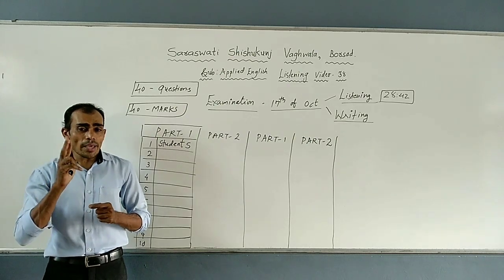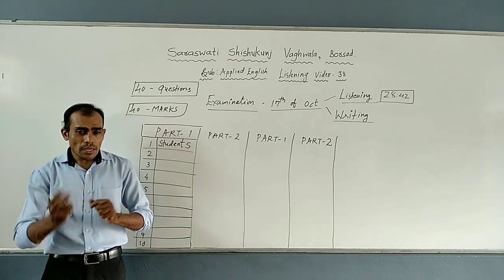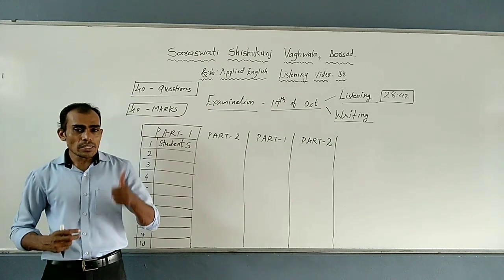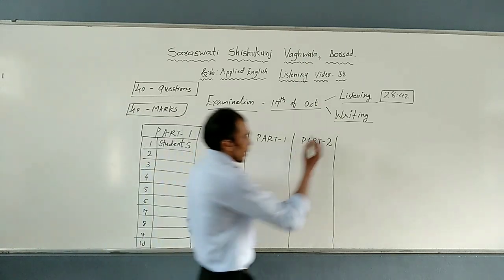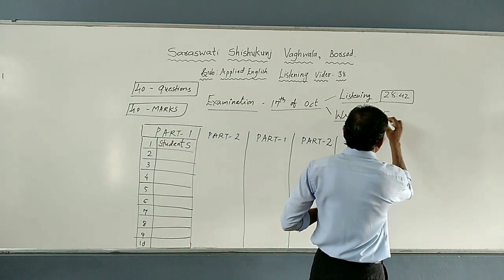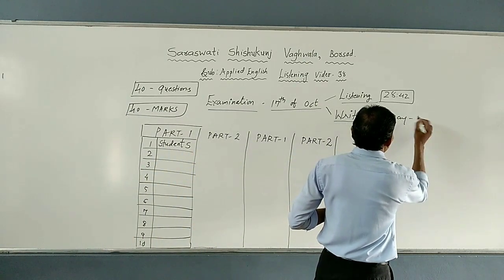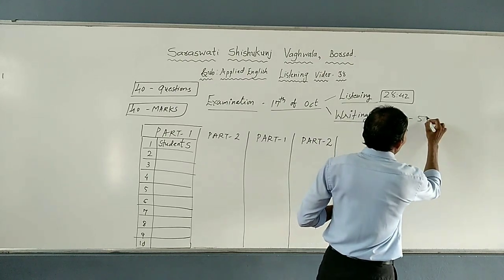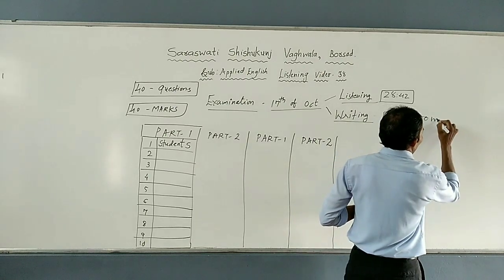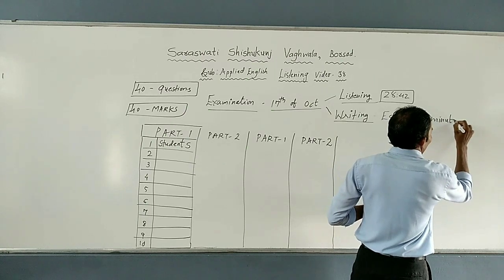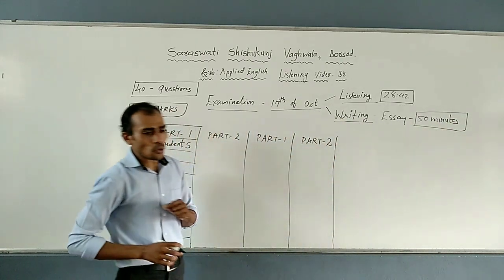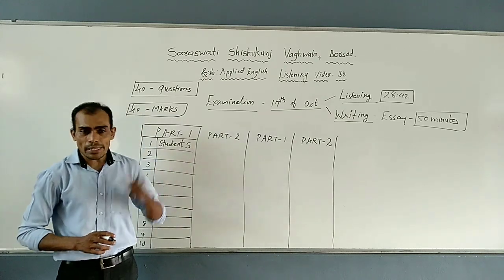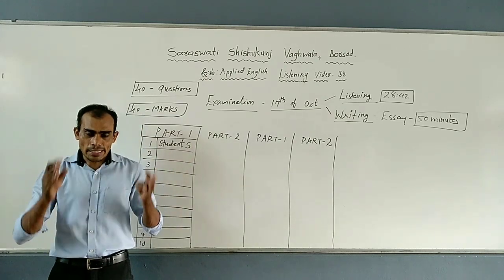So you are going to have an examination of applied English, and there are a total of 2 modules. One is listening and the second one is writing. And in writing, students, you need to write an essay. So I write here. And how much time is given? 15 minutes. Students, within 15 minutes you need to complete your writing, and there is one essay.